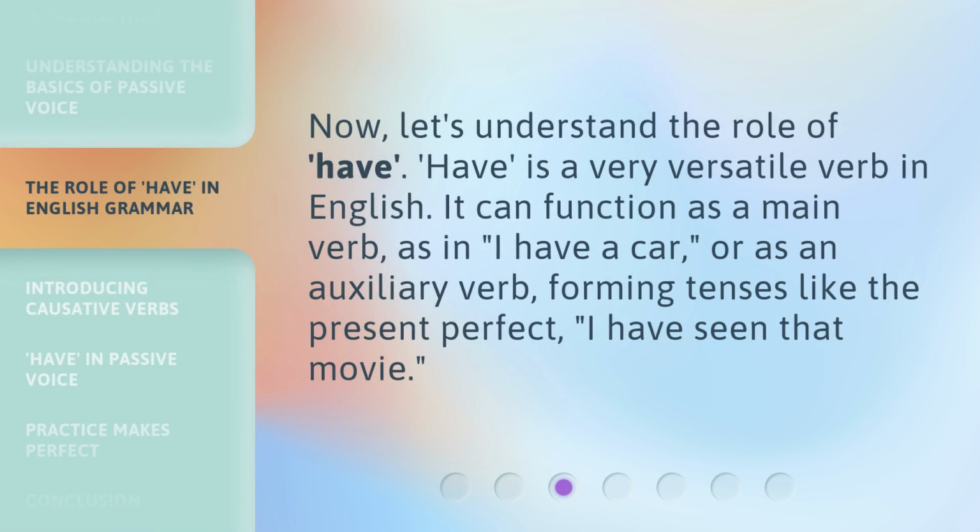Now, let's understand the role of have. Have is a very versatile verb in English. It can function as a main verb, as in, I have a car, or as an auxiliary verb, forming tenses like the present perfect. I have seen that movie.